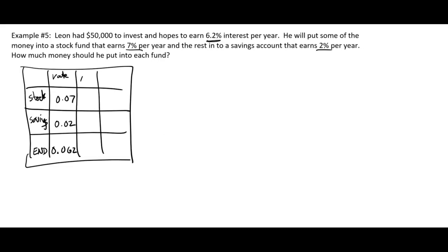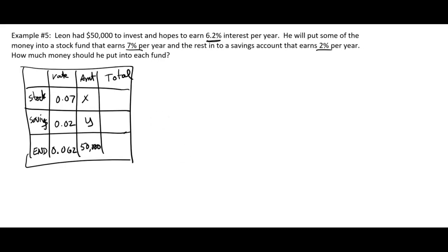Now the next column is going to be the amount. How much are we going to invest in each one? Well, we don't know. That's what we're trying to figure out. But we know that he has a total of $50,000 to invest. Okay? So then I usually just write total over here. That tells you how much money he's making off each account.